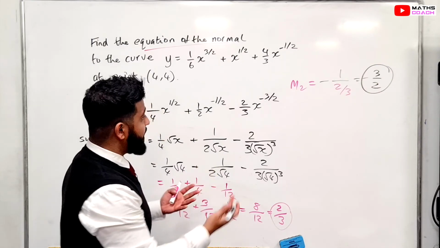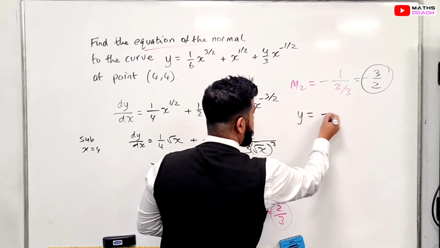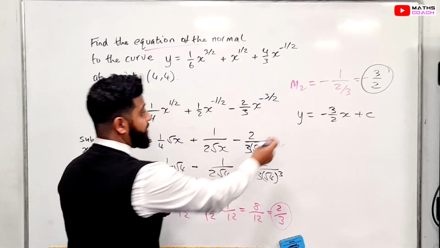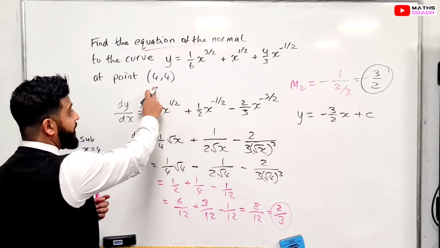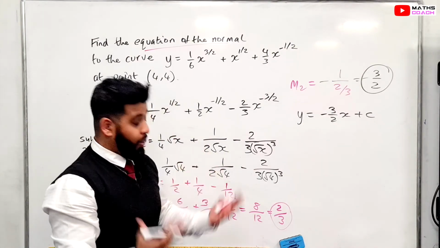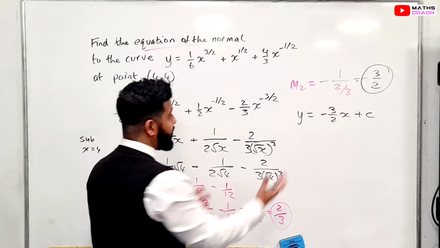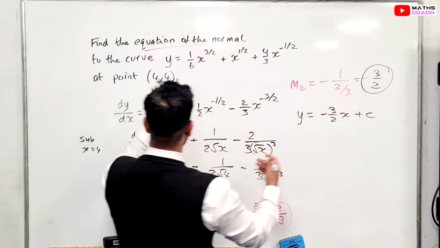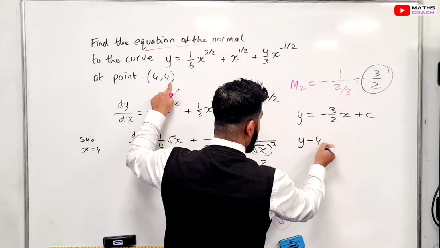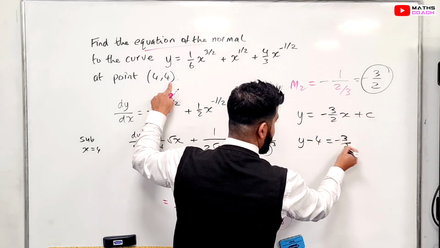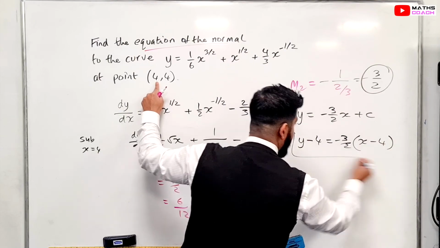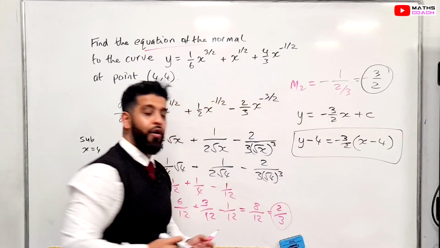Now, once again, I can write it into the form y is equal to minus 3 over 2x plus c. And I can find my c value by substituting my x and my y coordinate from here, or I can use the y minus y1 formula. So the y minus y1 formula is much more simple and requires less calculation. So let's just use that for now. So it's going to be y minus 4 is equal to minus 3 over 2 is our gradient, x minus 4 as well. And this is the equation of my normal.